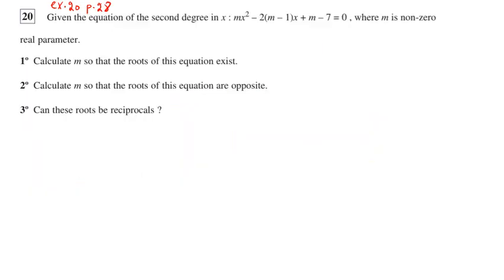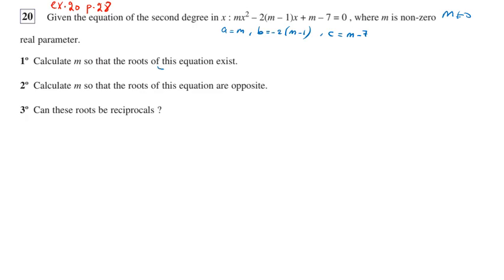Here we have exercise 20, page 28. Given the equation of the second degree, here we have the equation in m, where m is a non-zero real parameter. M is a number different than 0. You can see a equal to m, b equal minus 2 times m minus 1. It is the coefficient of x, and c is equal to m minus 7. Calculate m so that the roots of this equation exist.